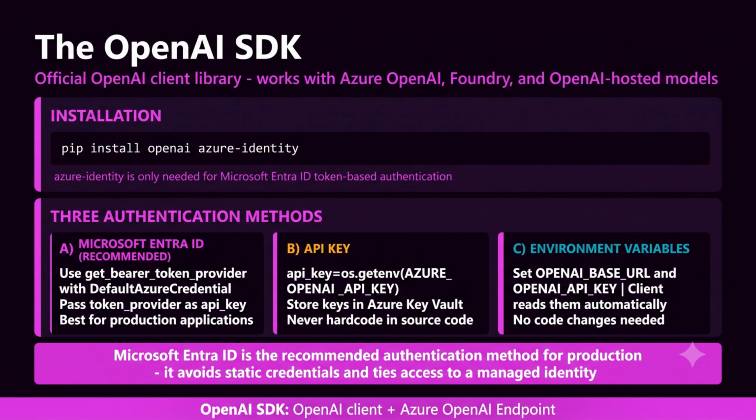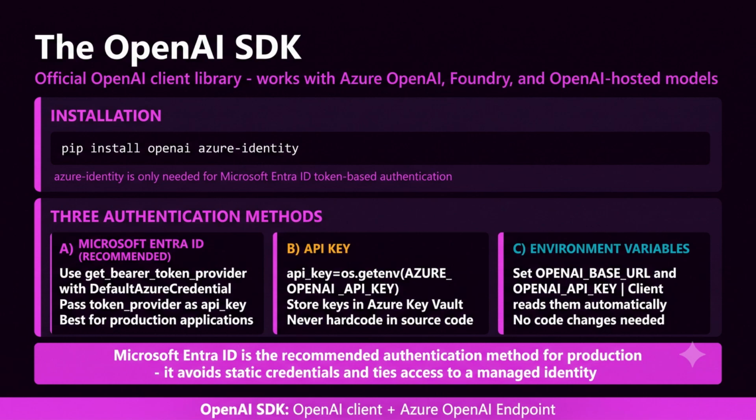API key authentication is the second option. You pull the key from an environment variable and pass it directly as api_key. This is simpler but requires you to manage the key carefully, store it in Azure Key Vault, and never embed it directly in source code.